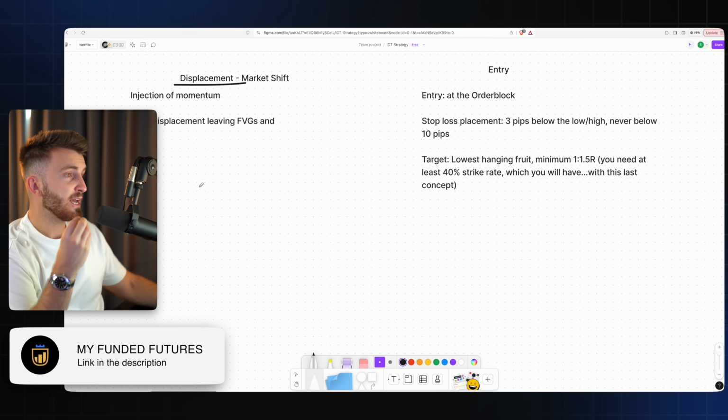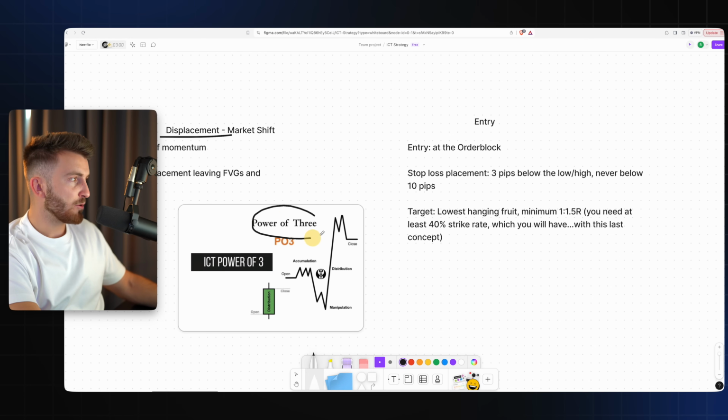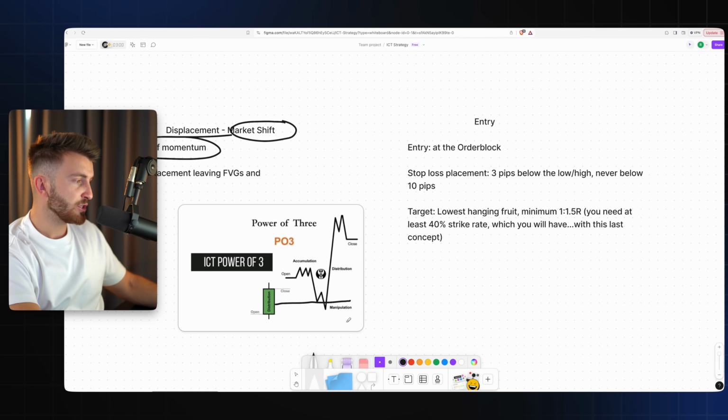That is our entry. After we have the ICT power of 3 on the session, we have a sweep of liquidity. We wait for the market shift. We wait for the injection of momentum in our direction. You wait for price to leave fair value gaps and order blocks, and then our entry is going to be at the order block that is going to be formed.